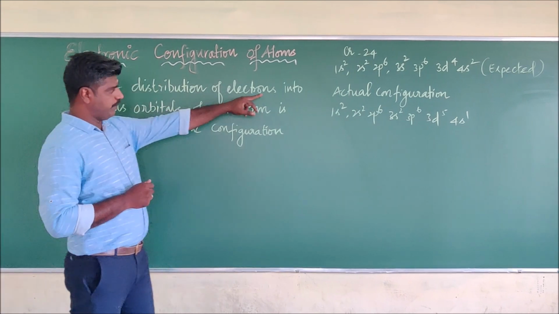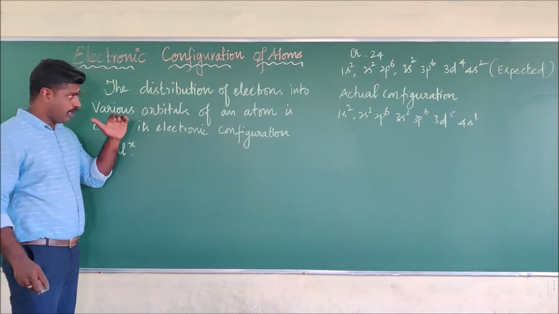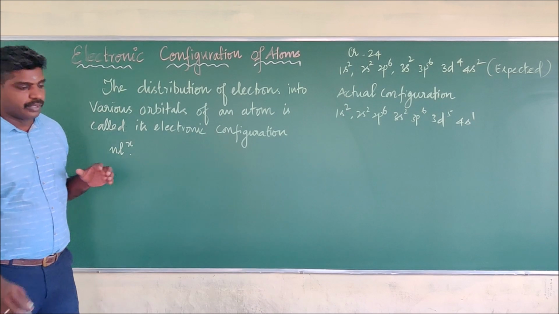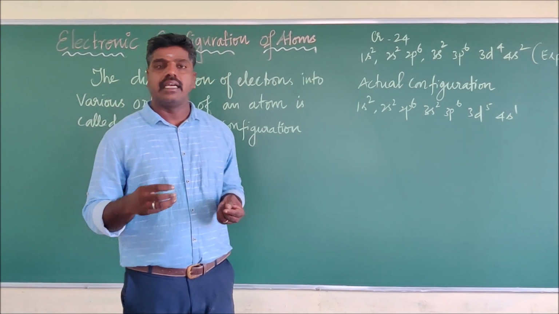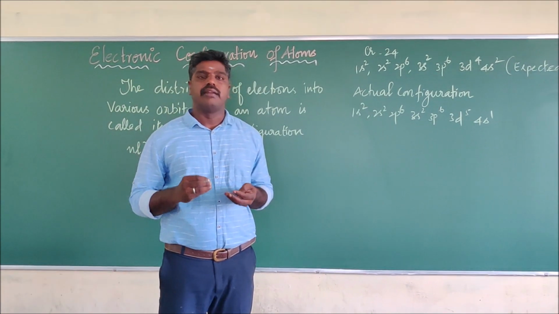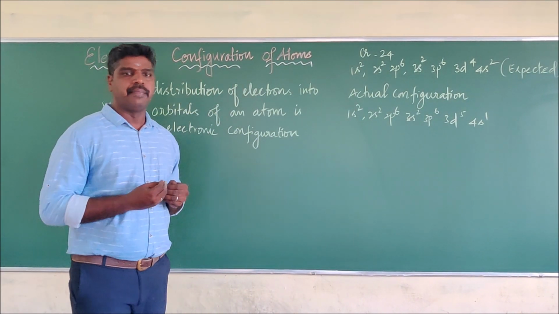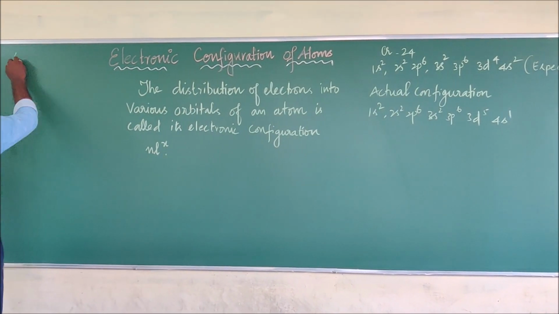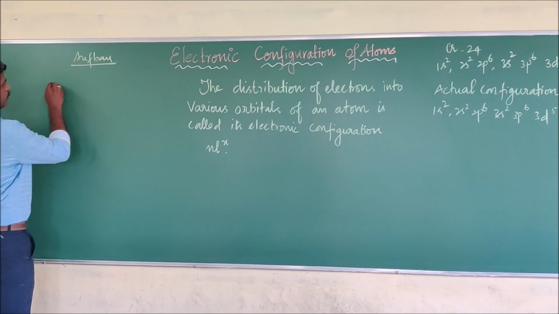The distribution of electrons in various orbitals of an atom is called its electronic configuration. There are various atoms, and how are we going to distribute the electrons in the orbitals? This is called electronic configuration. Okay, let me give you a few examples. Before that, let me write the Aufbau principle. It is very useful to write the electronic configuration.